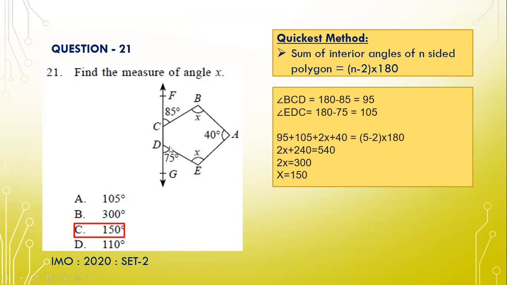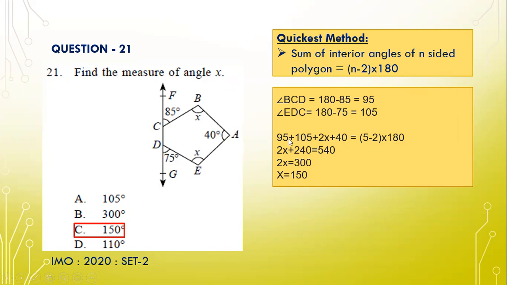So this is 105 plus 95 plus x plus 40 plus x, isn't it? So x plus x is 2x. The sum is (n minus 2) into 180. How many sides are there? 1, 2, 3, 4, 5, isn't it? 5 sides. So what is n? n is 5. 5 minus 2 into 180. So 95 plus 105 plus 2x plus 40, and 5 minus 2 is 3, so 3 times 180 is 540.